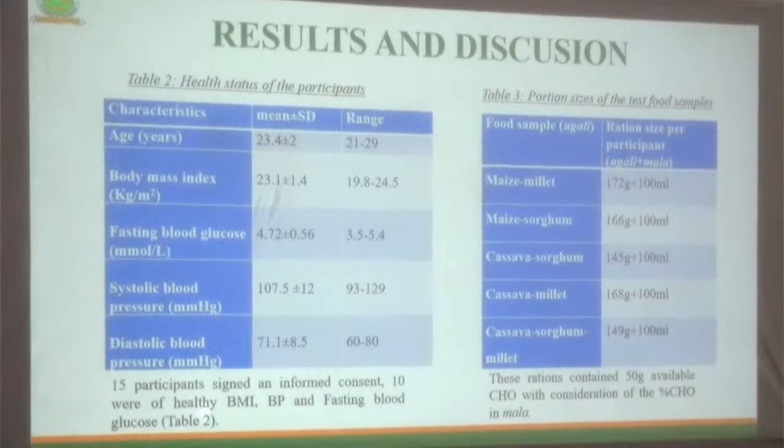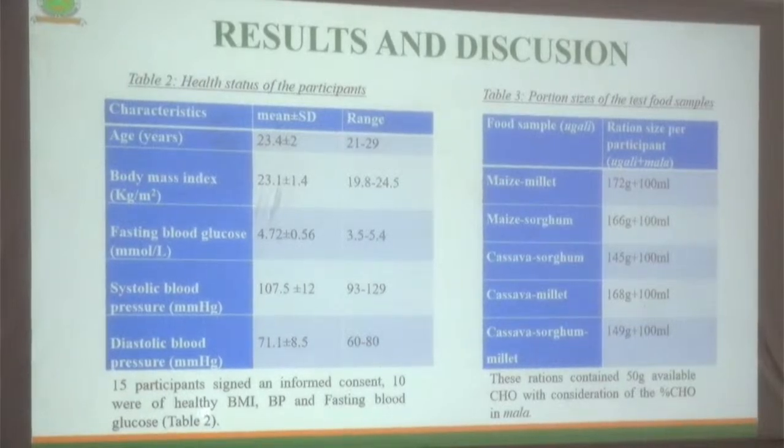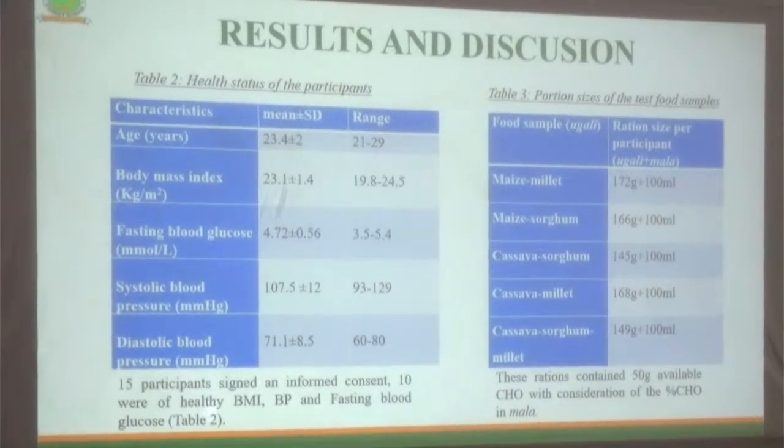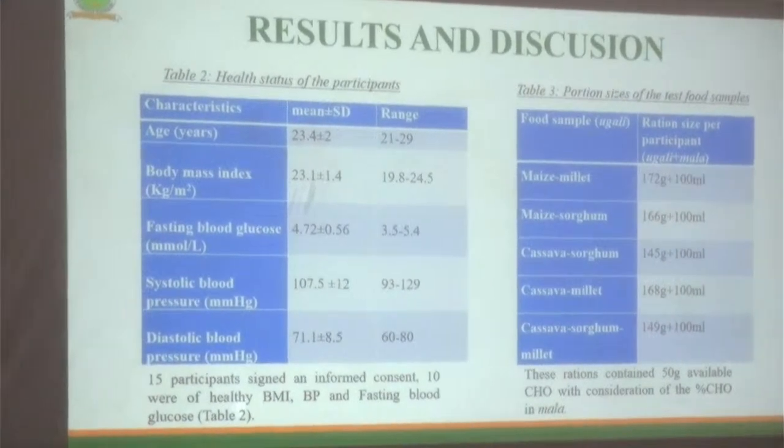15 participants signed an informed consent, of which only 10 were healthy, with a healthy BMI, blood pressure, and fasting blood glucose. The portion sizes, as indicated in the table below, were supposed to contain 50 grams of available carbohydrates.